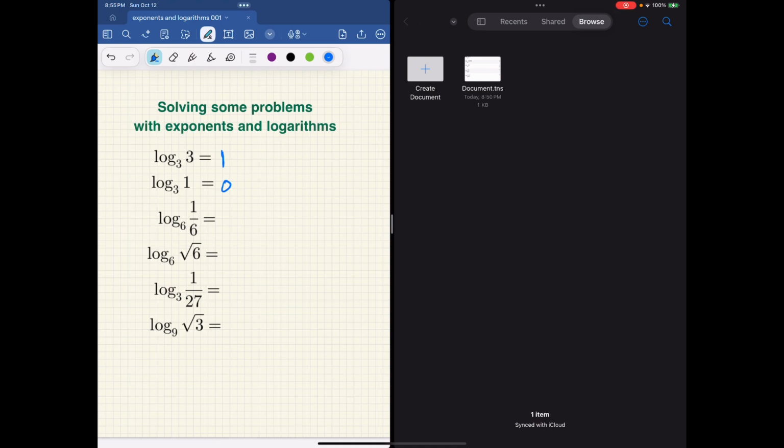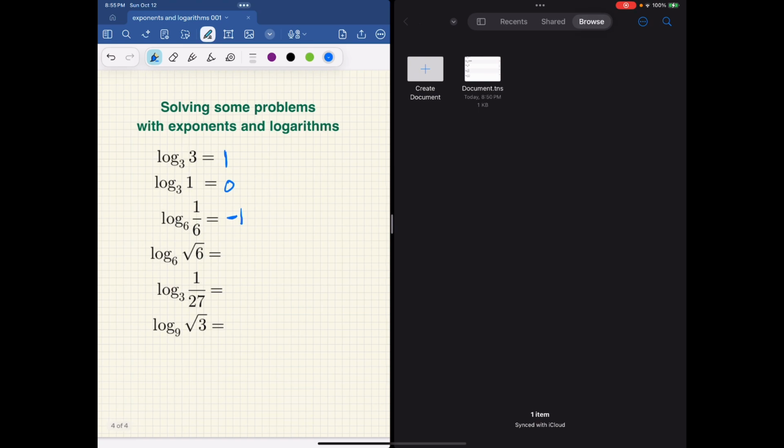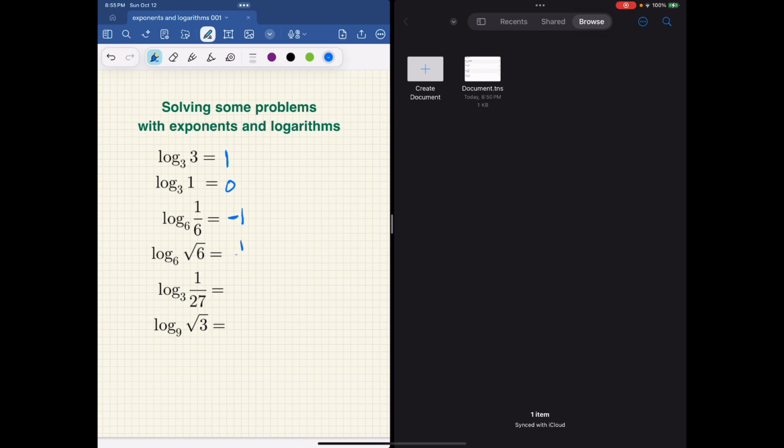The next question, log base 6 of 1/6 equals what? So 6 to what power equals 1/6? And the answer to that is -1, because 6 to the -1 is the same as 1 over 6 to the 1, which is 1/6. The next one, log base 6 of the square root of 6 equals what? The question is 6 to what power equals the square root of 6? And that answer is 1/2. 6 to the 1/2 power equals the square root of 6.